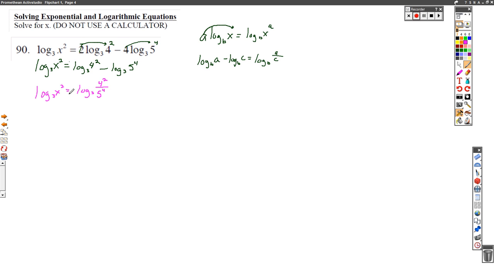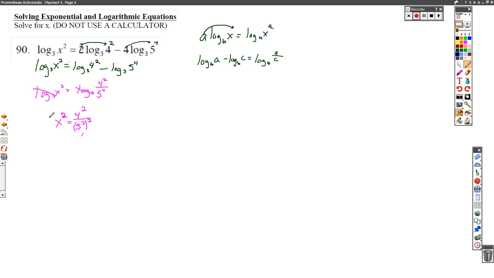So now we have the 2 logs. Once you have 2 logs, you can get rid of the logs themselves, because obviously this is going to have to be equal to this. So now we have x squared equals 4 squared over 5 to the 4. What I'm going to do is, since everything's squared, make this a square too. I know 2 times 2 is 4, so if I take 5 squared and square it, those 2 will multiply to give you the 4. You're going to see why I'm going to do that in just a second.